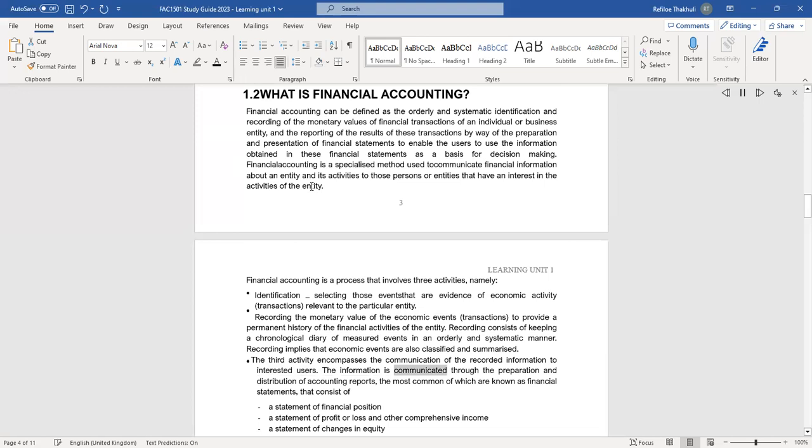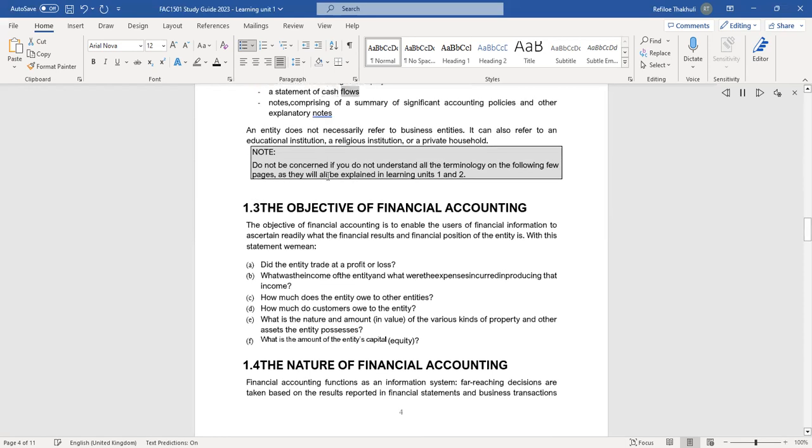The information is communicated through the preparation and distribution of accounting reports, the most common of which are known as financial statements, that consist of a statement of financial position, a statement of profit or loss and other comprehensive income, a statement of changes in equity, a statement of cash flows, and notes comprising a summary of significant accounting policies and other explanatory notes. An entity does not necessarily refer to business entities. It can also refer to an educational institution, a religious institution, or a private household.